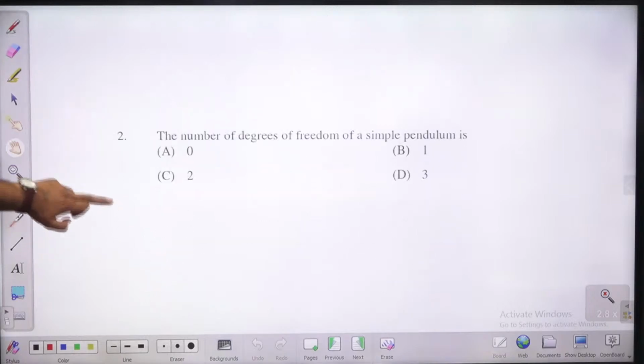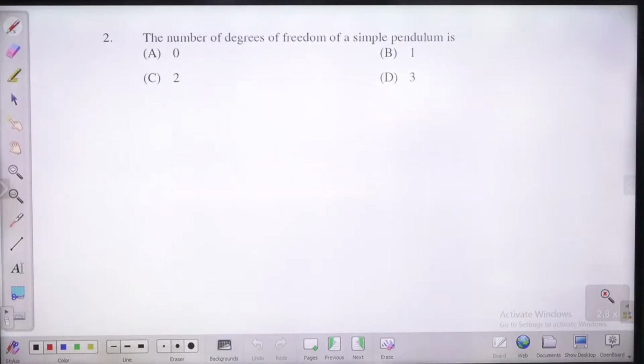So this is the next question, guys. Second question in front of you. The number of degrees of freedom of a simple pendulum.